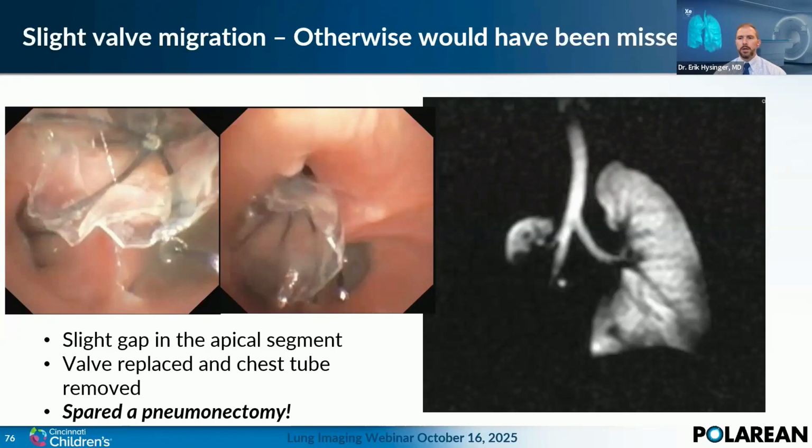And following doing that, she was actually able to get to a Heimlich valve and then just had her chest tube removed recently. And I think the big thing for her is she was able to be spared a pneumonectomy because of the information that we obtained from this combined with the advanced bronchoscopic techniques. Next slide, please.